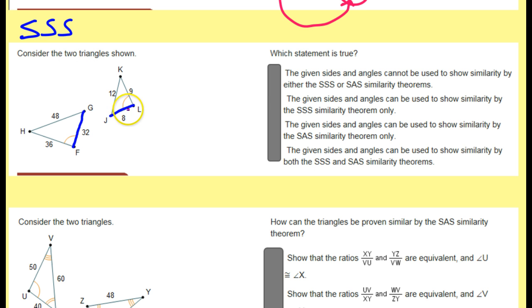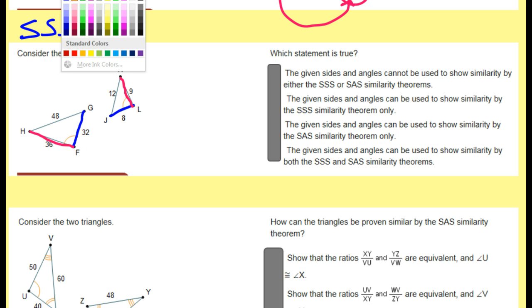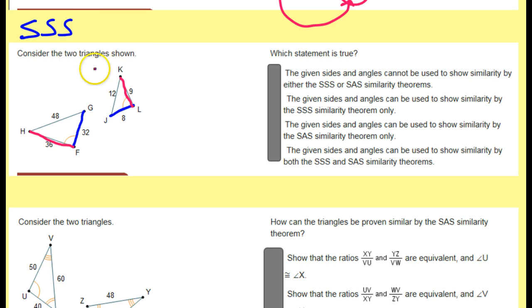Okay, now the next bigger side would be 9 over here. It's not the biggest, it's kind of the middle-sized one. And the next bigger one here would be the 36. So if they're similar, those would have to be corresponding. And now let's go for the biggest, which is the 48 and the 12. So the colors show the sides that would have to be corresponding.